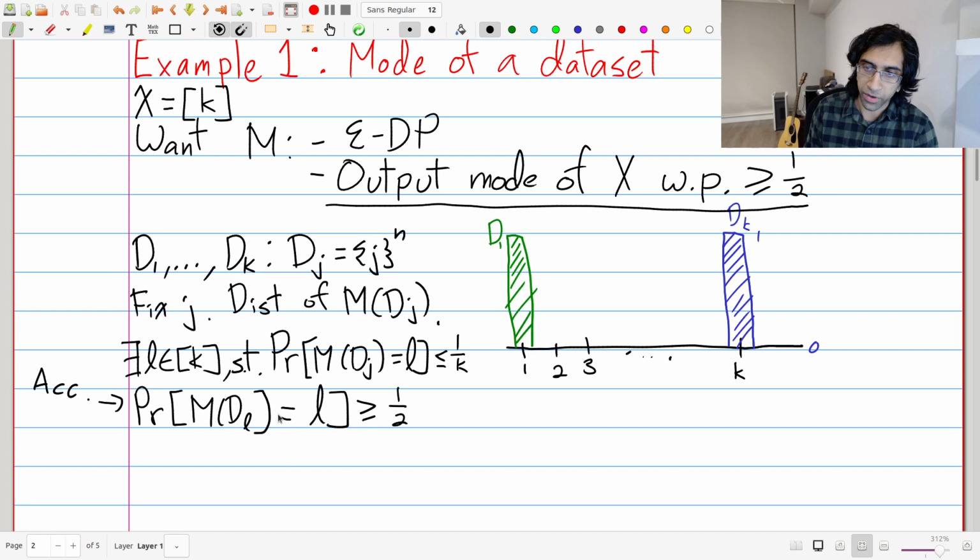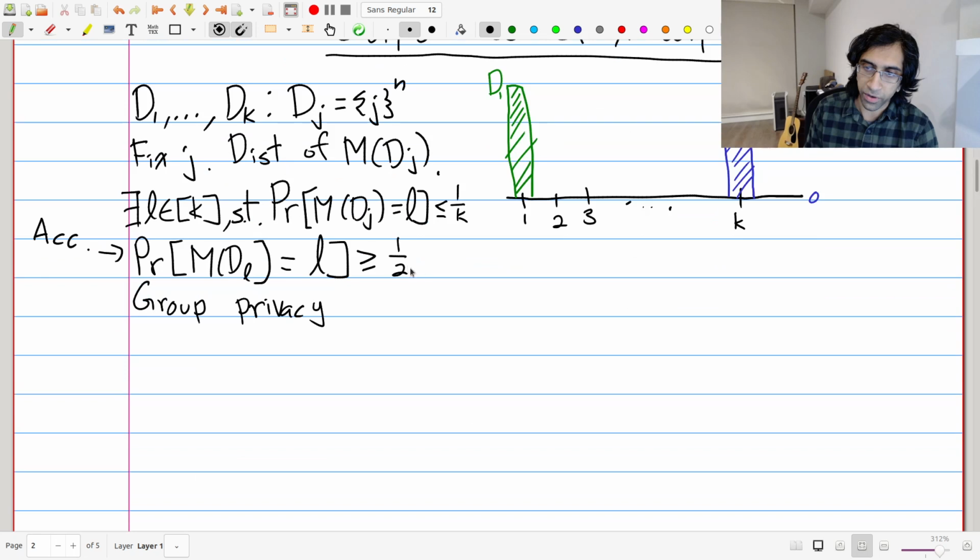Right. Now, we almost have everything that we need. The last observation that we need is the fact that, 1, the algorithm is differentially private, and 2, the fact that we can change the dataset from DL to Dj by changing n points. This is a trivial observation, but essentially just saying that if you change one data point at a time, you can convert any dataset to any other dataset. And that'll be useful for, recall, group privacy. So we'll get to that, but what do I mean by that? How will we use this?